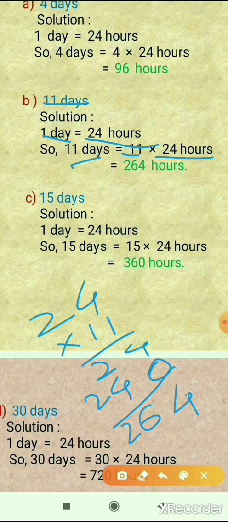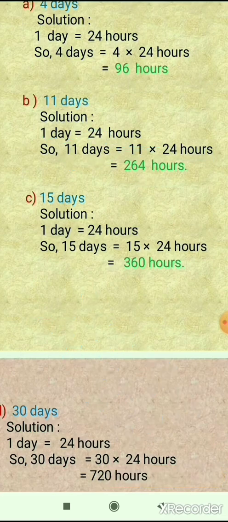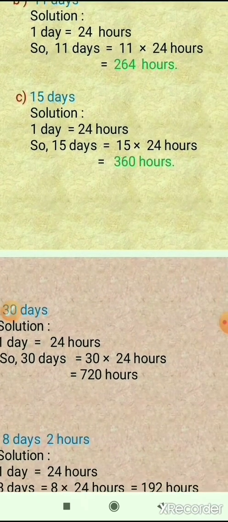So here we get answer 264. Okay, so 11 days is equal to 264 hours. Now we will solve next example, 15 days.